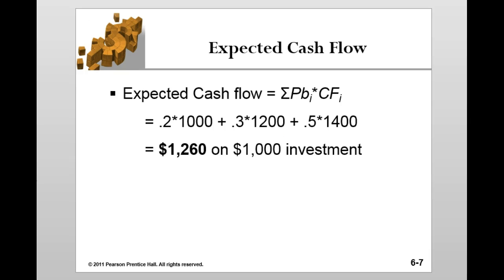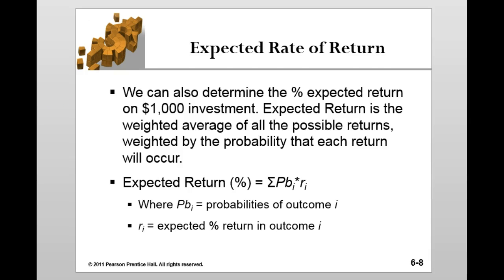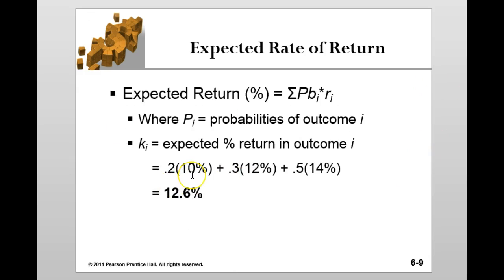So let's go and see what we've got. We have expected cash flow, okay? This is a $1,000 investment. There's a 20% chance of $1,000, a 30% chance of $1,200, and a 50% chance of $1,400. That would mean the expected cash flow is $1,260 on that $1,000. Now, just let that settle a bit. Our expected rate of return can also be figured that way: 20% times the 10% rate, 30% times the 12% rate, and 50% times the 14% rate gives us 12.6%. That's the expected rate of return, and we're going to use that in an activity we do in 6.1.